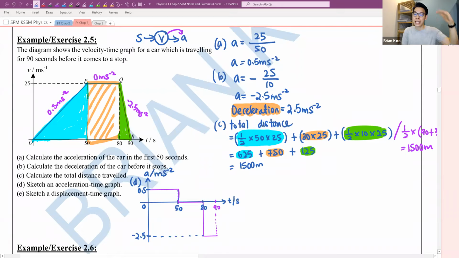Okay, so the graph is like a staircase like that. From 0.5, that means it's actually speeding up first, and then it maintains the speed, and then it slows down. Slows down, and then eventually stops. Okay, so the acceleration time graph. Usually the acceleration graph looks like a staircase.